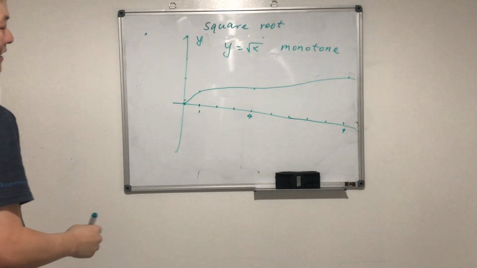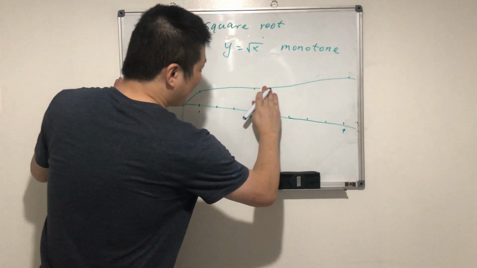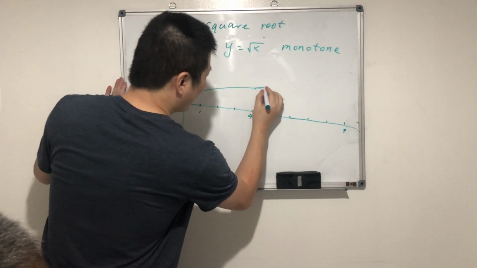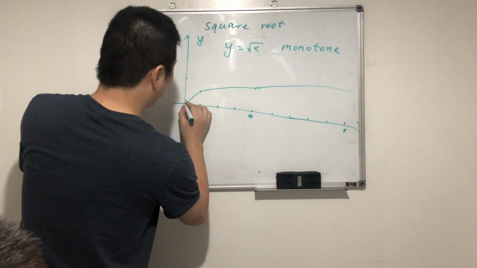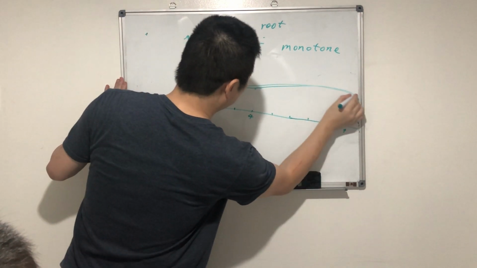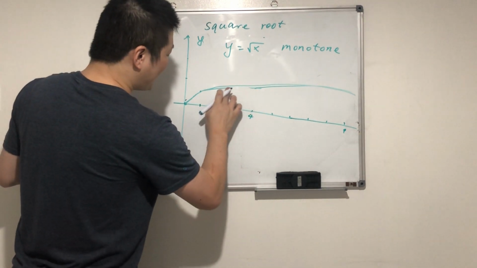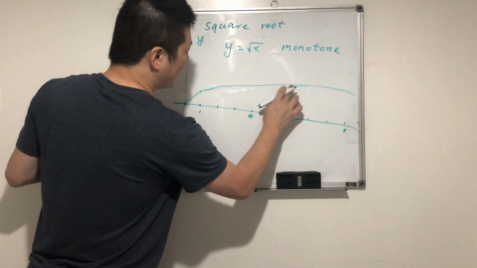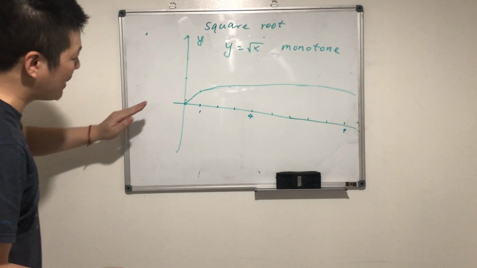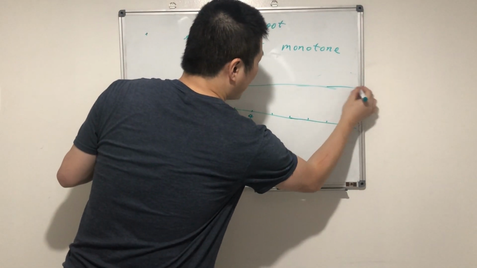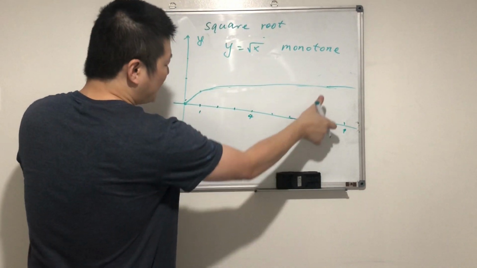It looks a bit weird. Actually, it's a curve. I didn't draw it properly, so it's a curve, like a monotonic increasing curve. I'm very bad at drawing, but you get the meaning. So when x is increasing, the y is also increasing.